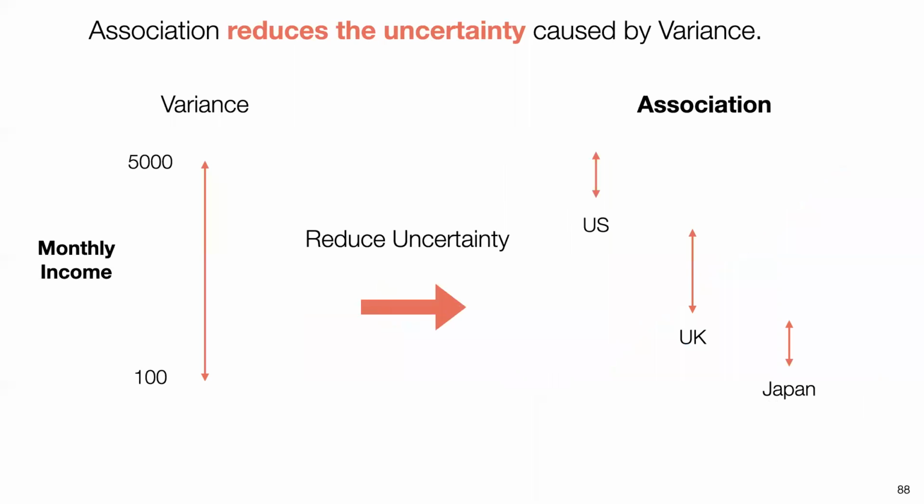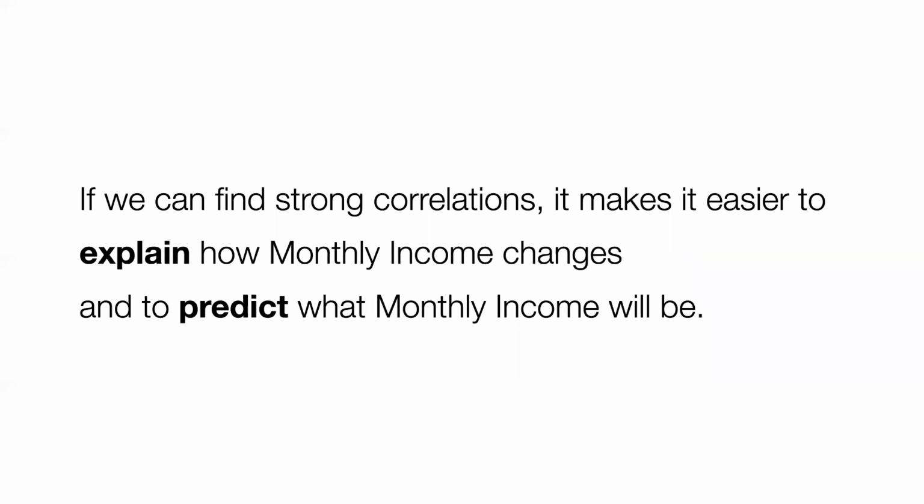Same thing if we find even an association, like in this category, US, UK, Japan. If I know you're from, let's say, Japan, then we can see probably this is the range you're making. So we can't eliminate the uncertainty, but we can reduce it. That means if we can find strong correlations or associations, it makes it easier to explain how monthly income changes and to predict what monthly income will be. So explain and predict are the two important things when you analyze data.